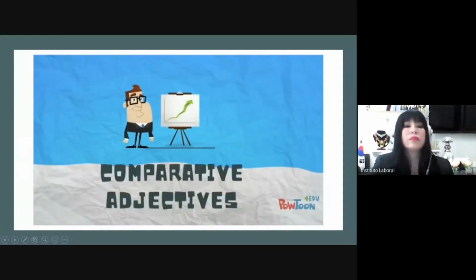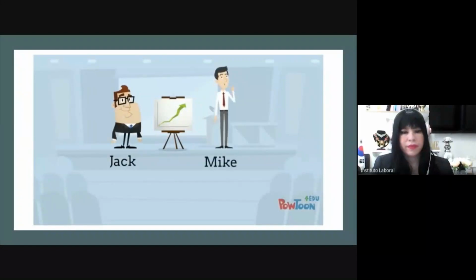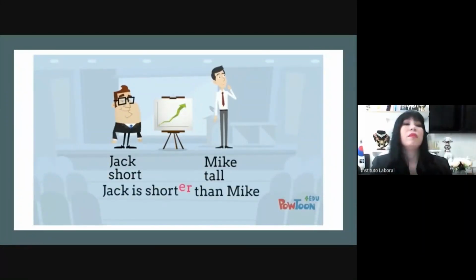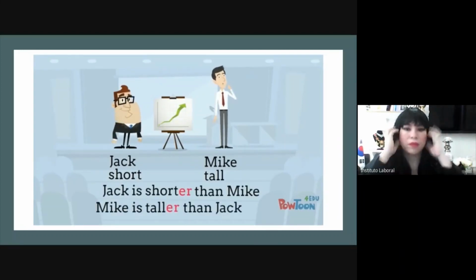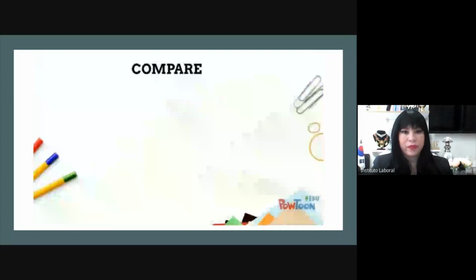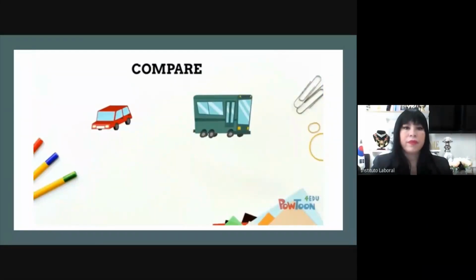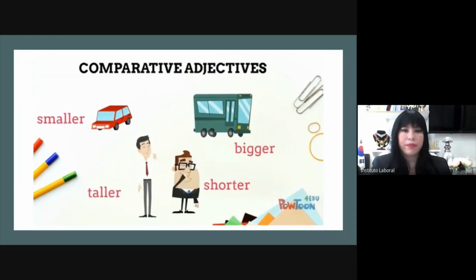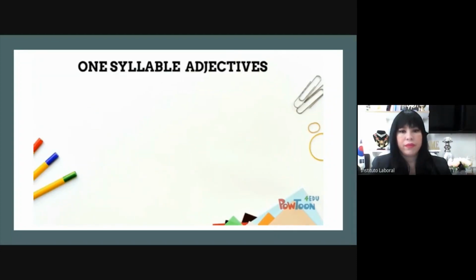This video is about comparative adjectives in English. This is Jack and this is Mike. Jack is short and Mike is tall. Jack is shorter than Mike. Mike is taller than Jack. We often need to compare different things and people. And to do this, we use comparative adjectives. For example, smaller, bigger, taller, shorter.